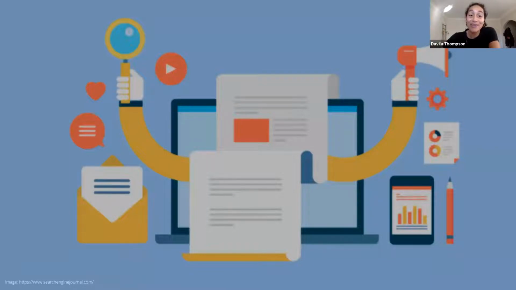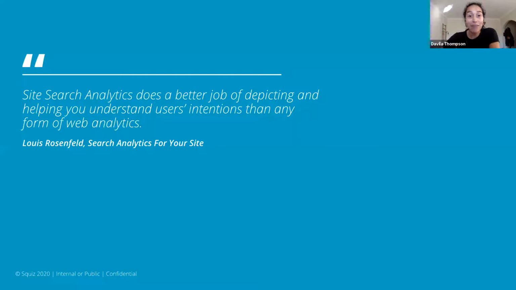I'll get started by getting you to think on how you probably spend an awful lot of money bringing people to your site with advertising and SEO. But when they get there, what happens? So we know that about 43% of people will go right to search. Now, what happens when they type in their search terms? Are you tracking what is happening when they use the search? Site search analytics does a better job of depicting and helping you understand users' intentions than any other form of web analytics. So it's pretty important.